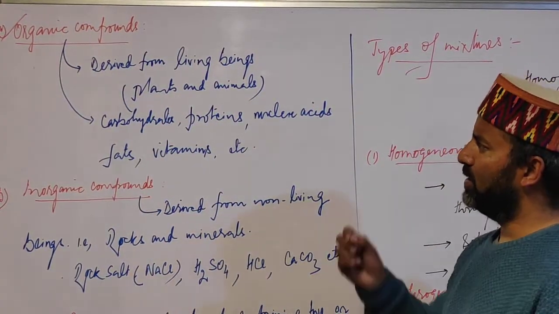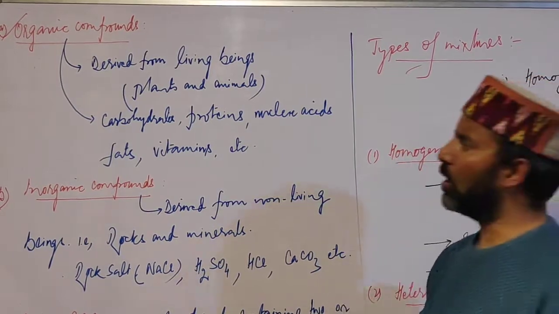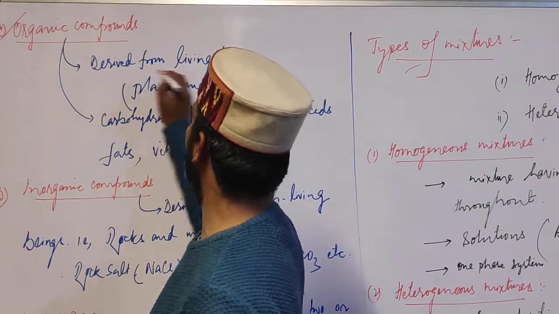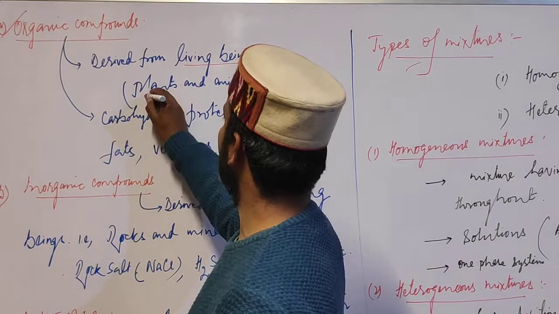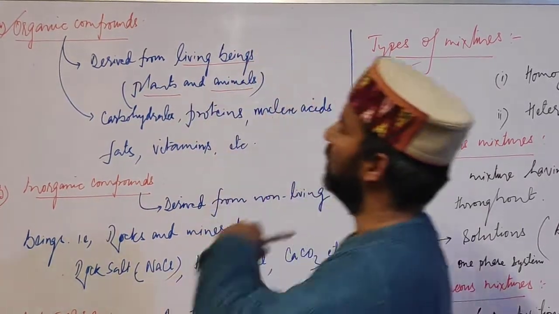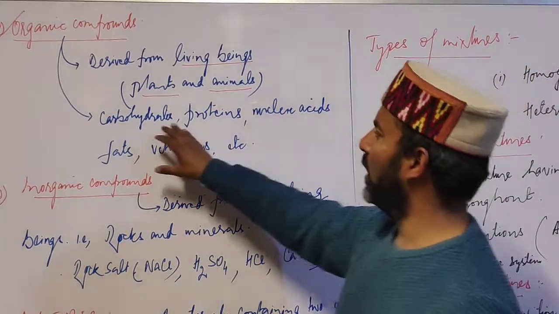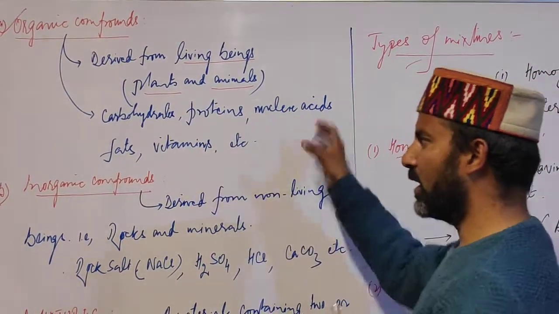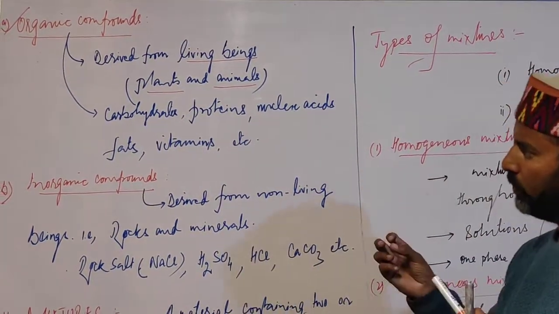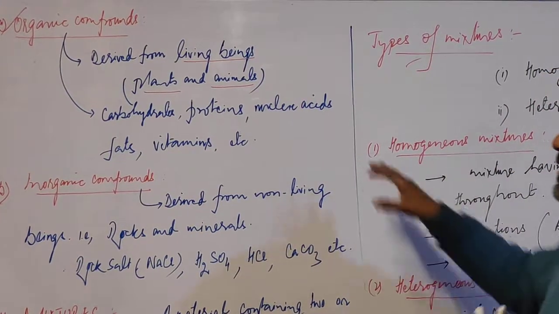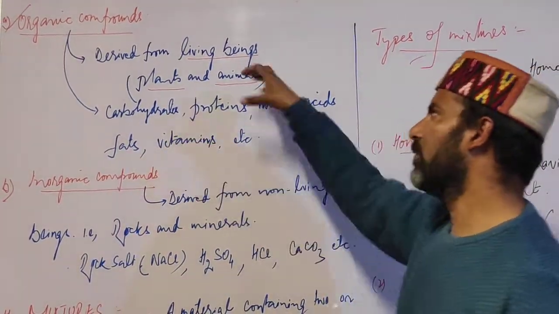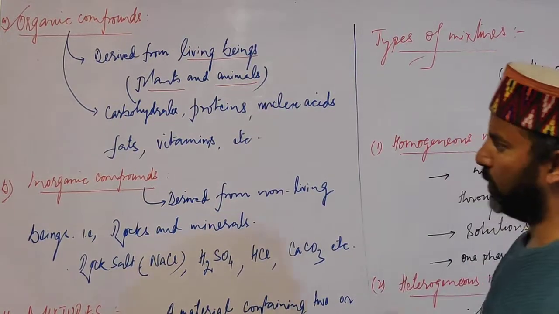So students, compounds which are obtained or derived from living beings, that is plants and animals, they are called organic compounds. Like carbohydrates, proteins, nucleic acids, fats, vitamins. Look, all these compounds are obtained from living beings, so these are organic compounds.